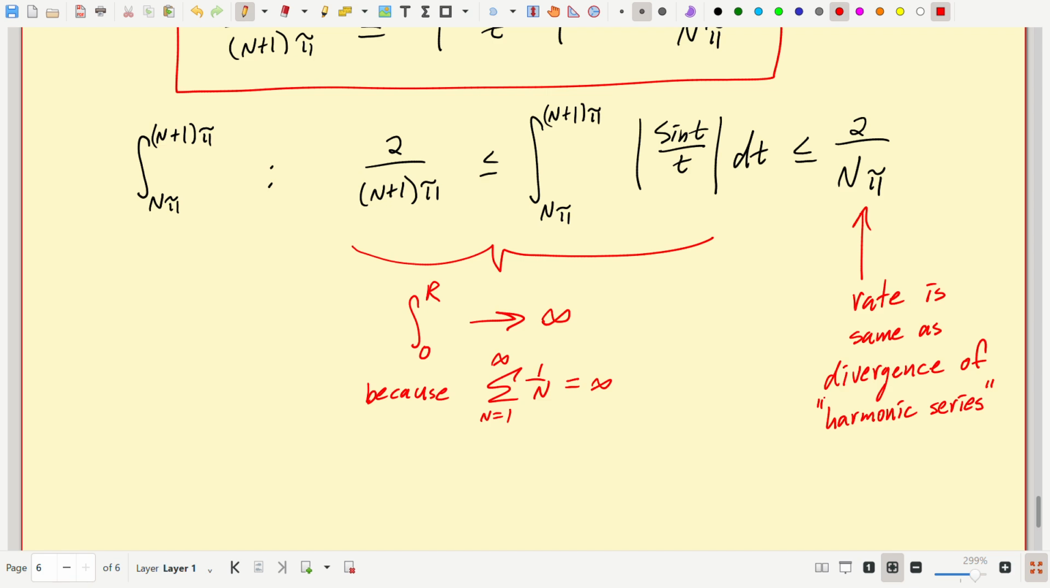When you say the integral from 0 to r goes to infinity, you mean the integral from 0 to r of sine t over t? Right, the absolute value. So the integral from 0 to r of absolute sine t over t. So it's not absolutely integrable. It goes to infinity as r goes to infinity. Same thing happens on both ends. So it's kind of an interesting example.